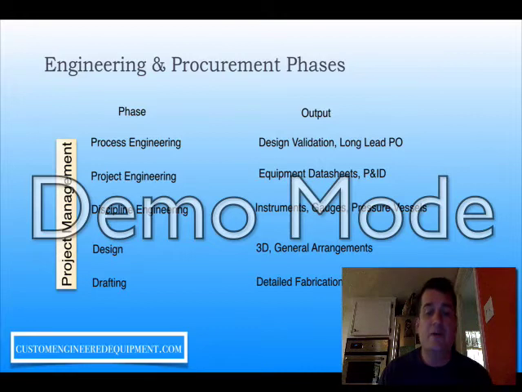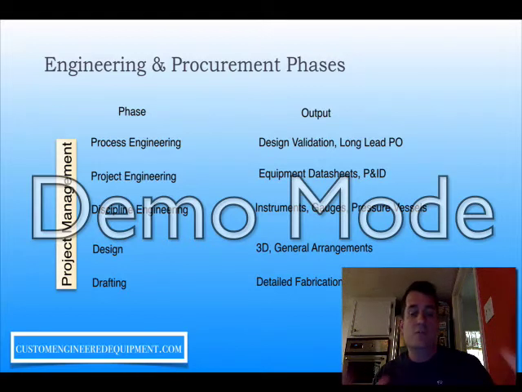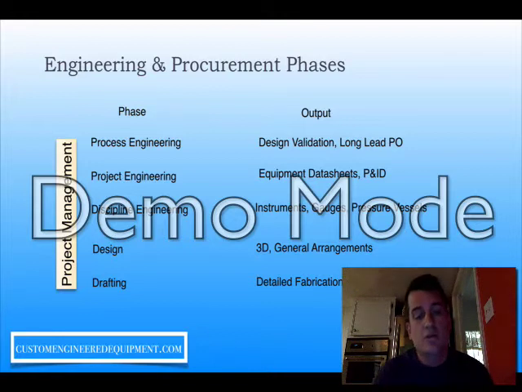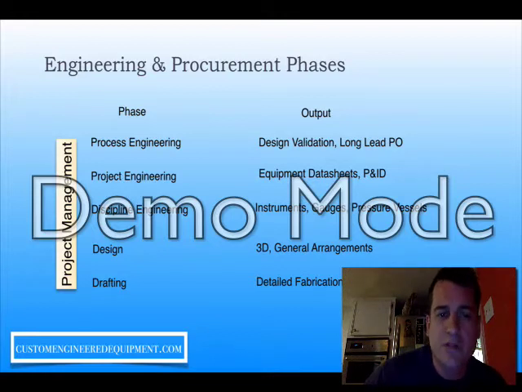During the design phase, that's when you'll see the 3D model being made, general arrangements. Whoever's involved in that is going to really be putting together the package to make sure it makes a lot of sense and it can be built in the field. Drafting is where the detailed fabrication drawings are then provided to the shop. So let's take a little bit of a deeper look at what's involved in each stage.